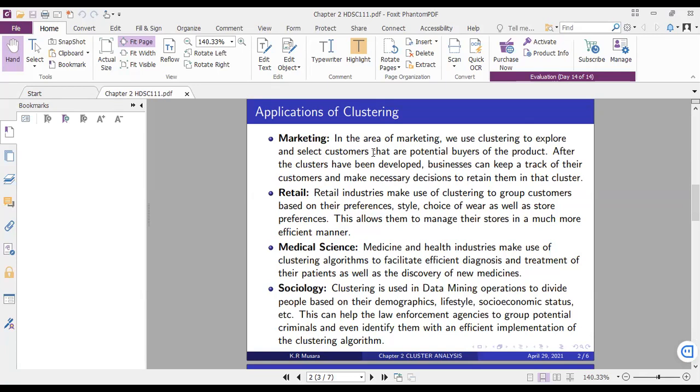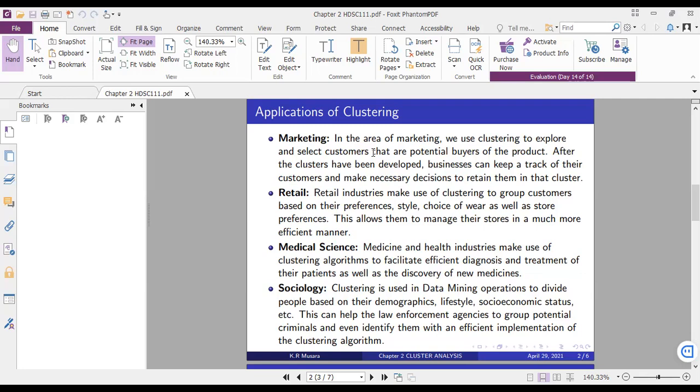So after the clusters have been developed, business can keep track of their customers and make necessary decisions to retain them in that cluster, right? So suppose you're working with Econet, right? You want to find some particular characteristics of your clients, and you'll be able to know how you can deal with those clients at a particular time. So you need to imagine a situation where grouping is necessary, and what comes out of that grouping.